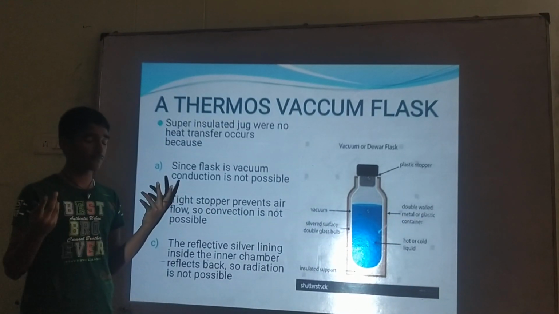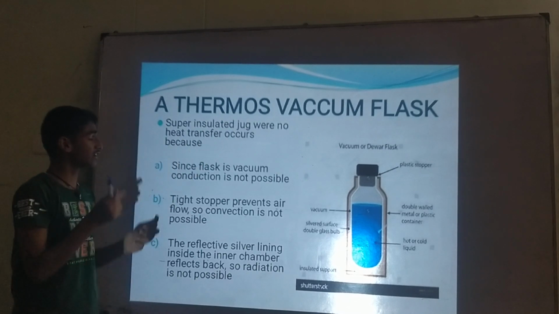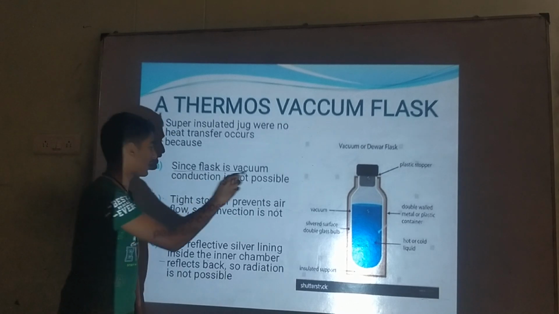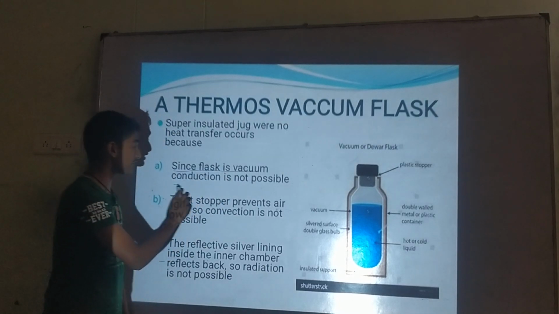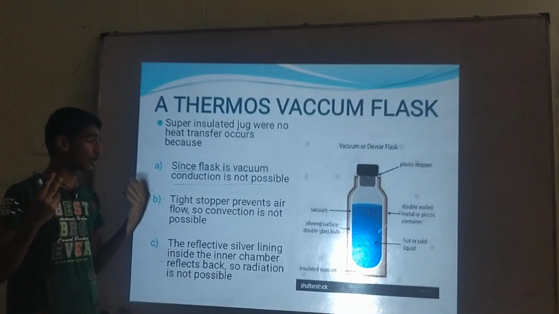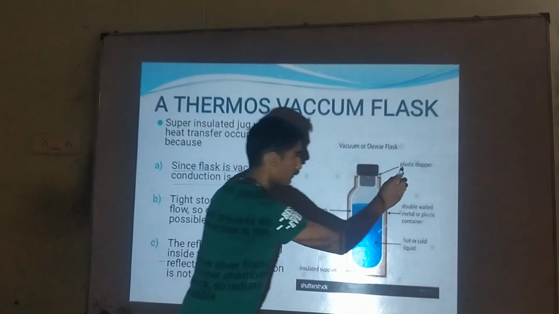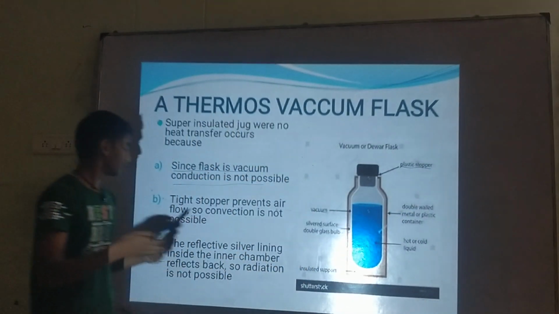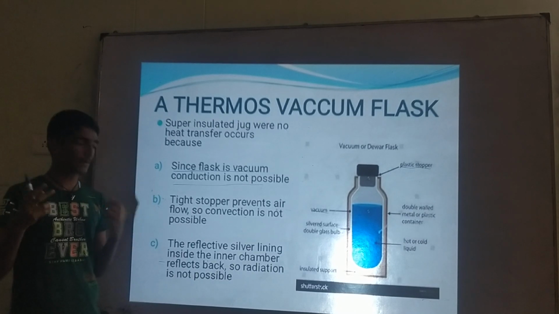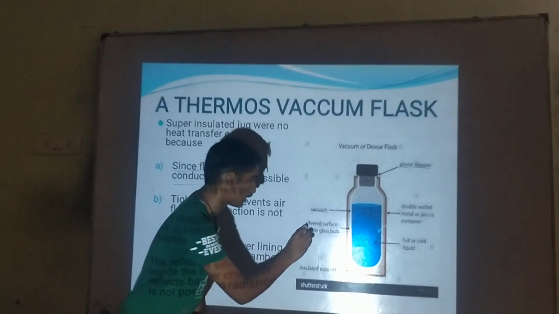The thermos vacuum flask is a super insulated jug in which no heat transfer occurs because the flask is vacuum, so conduction is not possible. And it has a tight stopper which prevents airflow, so convection is also not possible. The reflective silver lining inside the inner chamber reflects heat back, so radiation is also not possible.